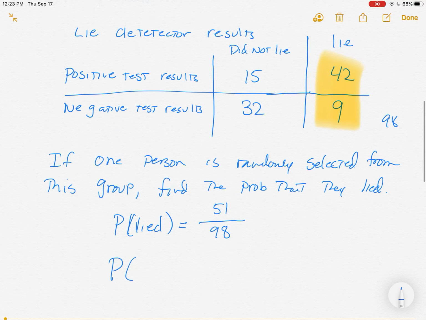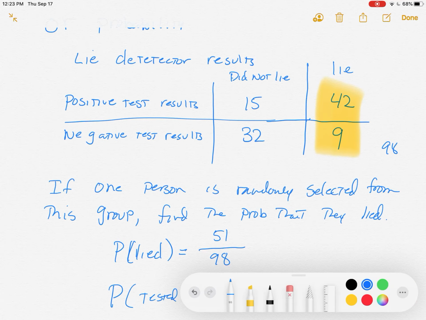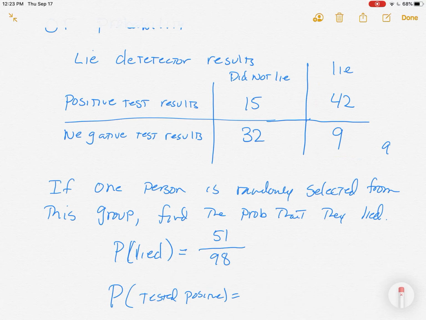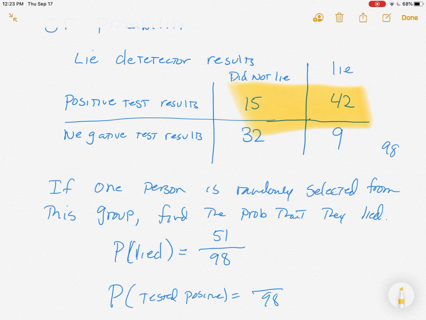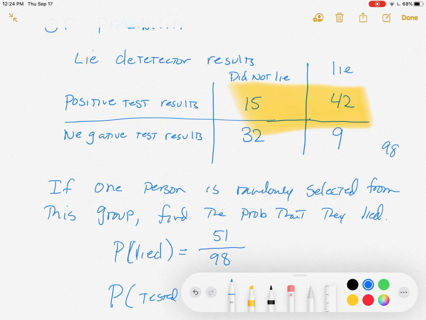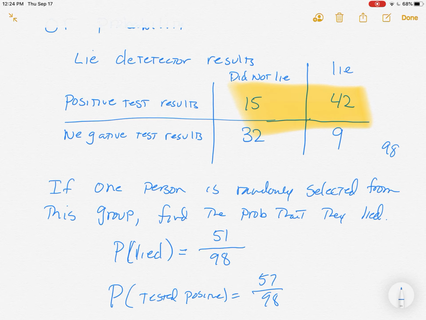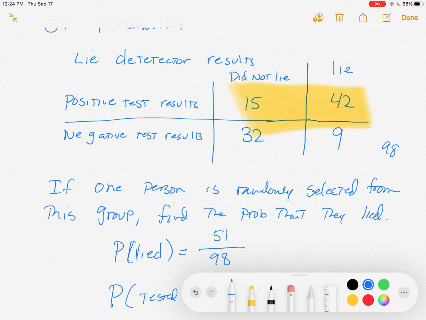What's the probability that somebody tested positive? Well, let's go do that. That's another 4.1 question. Sorry, we'll keep that 98 because that helps us out a lot. Well, I know that there's 98 people. How many tested positive? Let's go find out. These guys right here tested positive, the 15 and the 42. So what's that? 57? So we come in here and we write our answer of 57 over 98. And we're moving on. So they're going to ask some questions that get you to understand that.